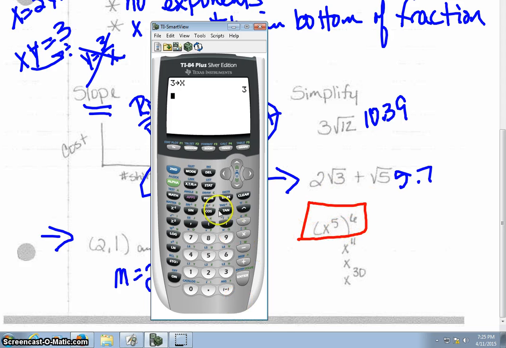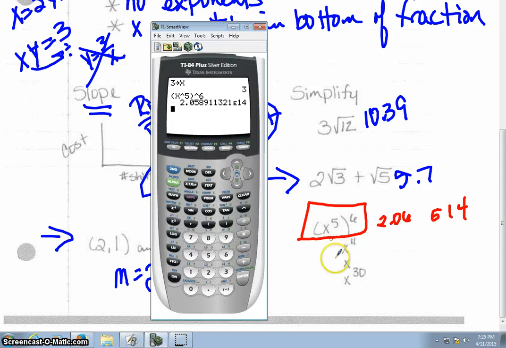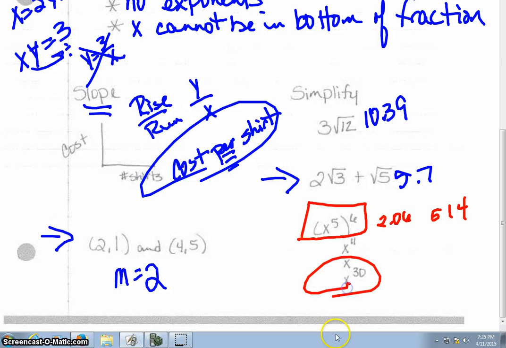Then you just type this exactly like it looks. So open, x, rooftop 5, close, rooftop 6, enter. And we've got this number, 2.06E14. I'm going to write that down because I'm going to put each of these answer choices in and see which one gives me that same thing. So we're going to go x, rooftop 11, and it's not the same thing. We're going to go x, and it's not the same thing. And then we're going to go x, rooftop 30, and it is the same thing, so there's your answer.